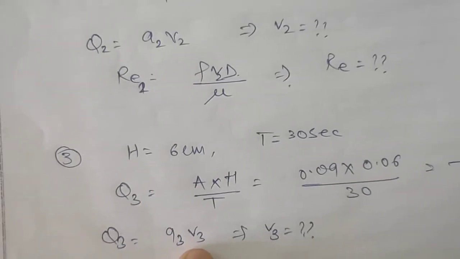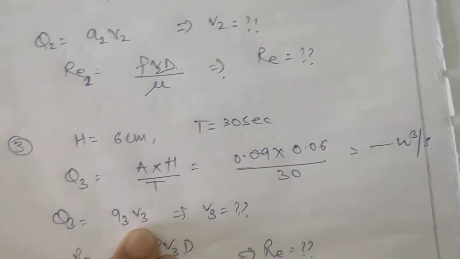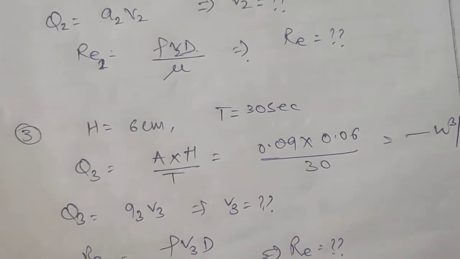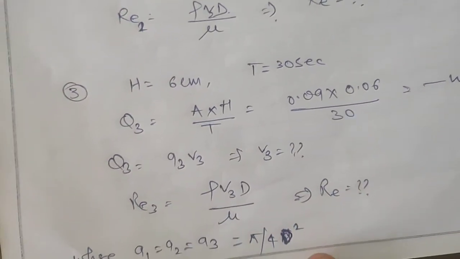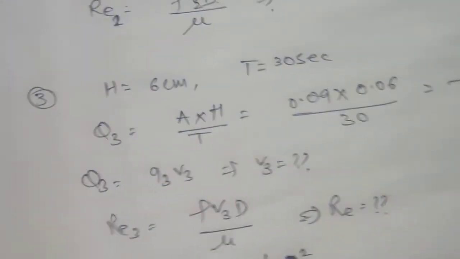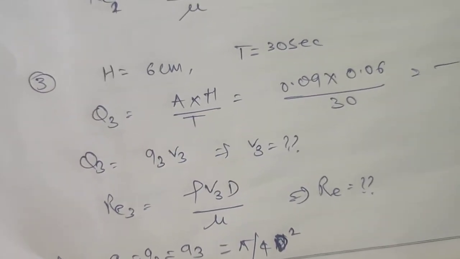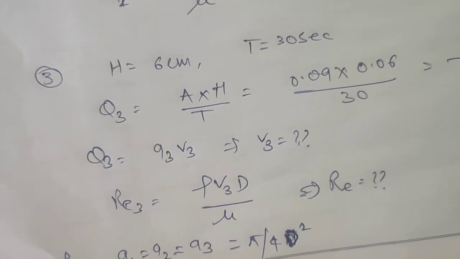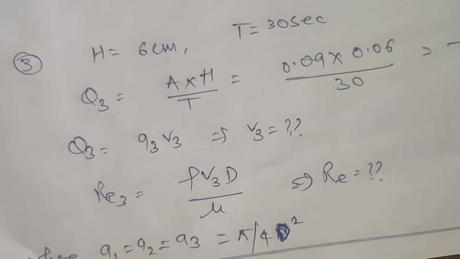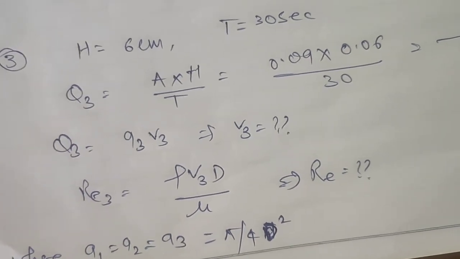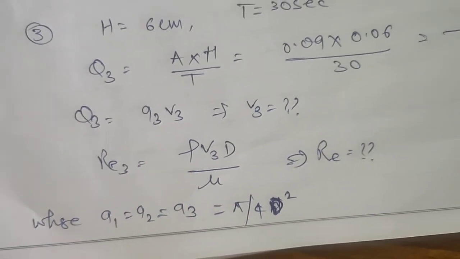Similarly, we can calculate the discharge for this calculation, area into height divided by time in meter cube per second, and apply discharge equals to area into velocity inside the pipe. So we can calculate the V3 for this calculation, and we can also calculate the Reynolds number Re3, that is rho V3 d by mu. Rho, d, mu are all same here, and we have calculated V3, so we can calculate the Reynolds number for this flow. And with the help of this number, we can again classify the flow, either it is laminar, turbulent or transition.